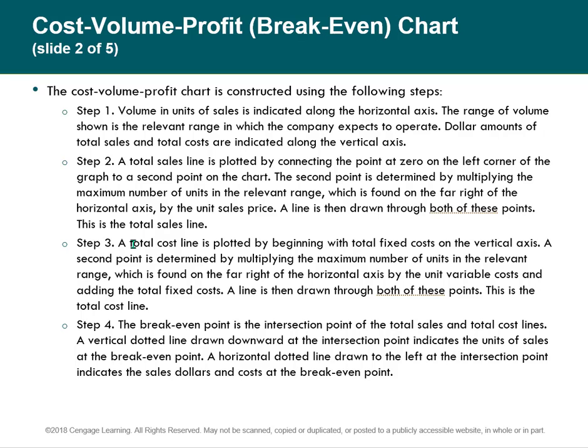Now they have several of these pages in here, and I just think it's insane. Maybe I'll print them off and you can see them if you want. Volume is along the horizontal axis. Total sales starts at 0 and goes up. Total cost starts out with fixed costs, and then you add your variable costs on top, and then break even is the intersection between sales and total cost.